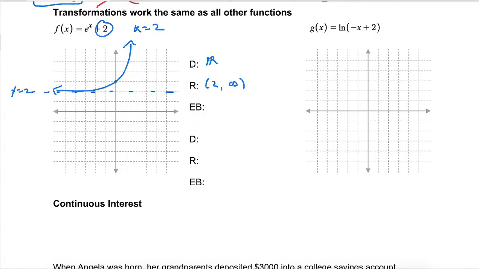And that horizontal asymptote is going to show up in the end behavior too, not in the beginning part, because as x approaches infinity, f of x will also approach infinity.